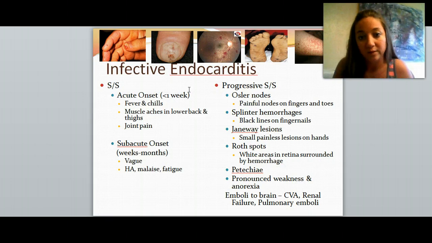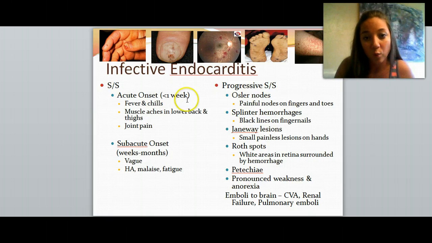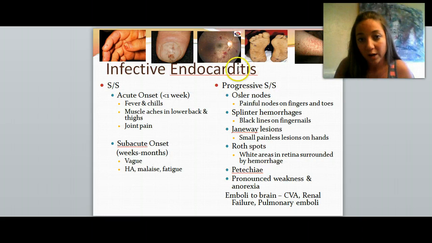They can have Janeway lesions. I don't have a picture of that, but they're small painless lesions that are on their hands. They just look really strange. And then Roth spots. It's white areas in the retina. See this right here? White areas in the retina that are surrounded by hemorrhage. Okay, so you see these bloody patches all around. All right. They also can have petechiae. See this? It's a red rash, but it appears really purpley as well whenever it is true petechiae.